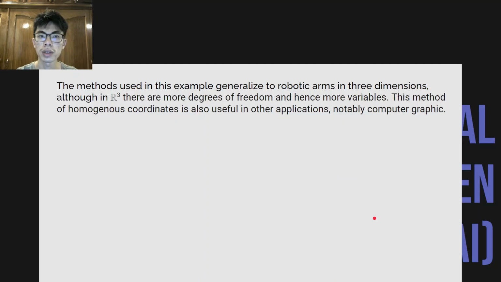The method used in this example generalizes to robotic arms in 3 dimensions, although in R3 there are more degrees of freedom and hence more variables. This method of homogeneous coordinates is also useful in other applications, notably in computer graphics.